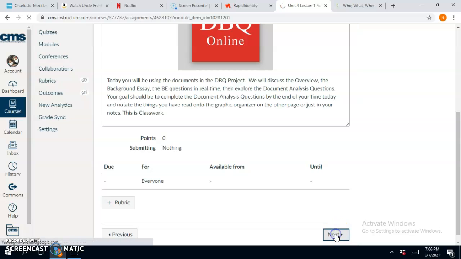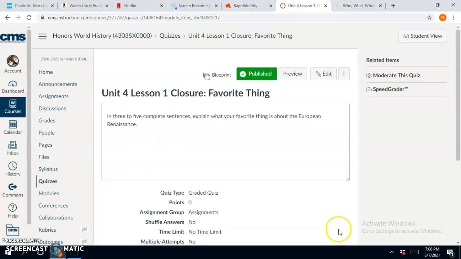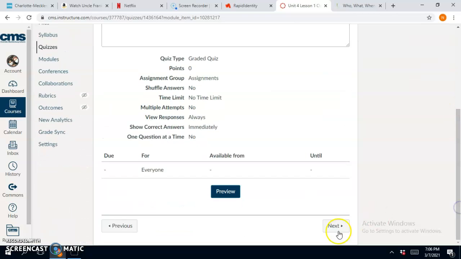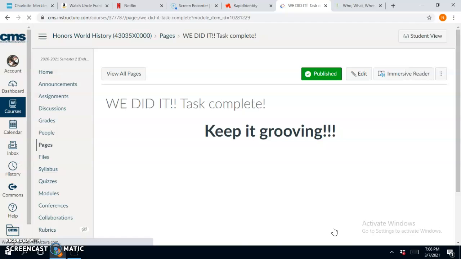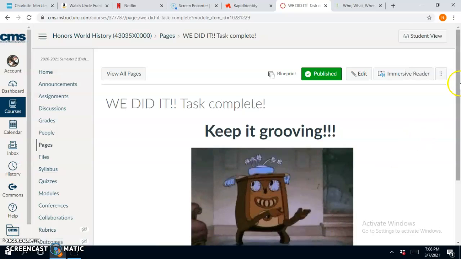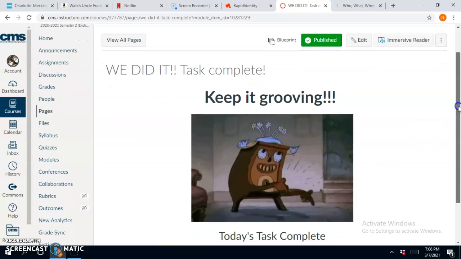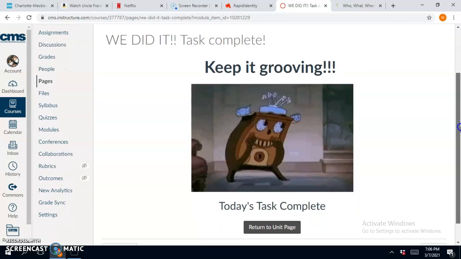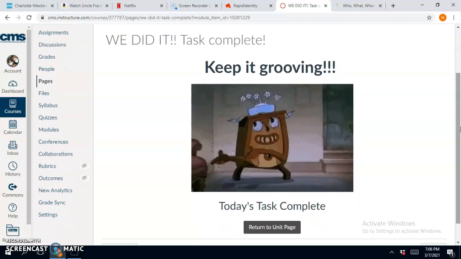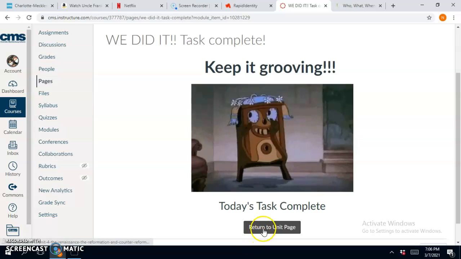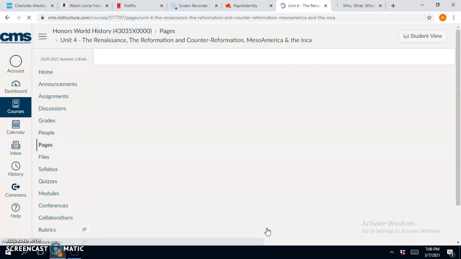And then next, after we finish that, you will close out with 3 to 5 complete sentences explaining what your favorite thing was about the European Renaissance. And then finally, you are at the end. And when you see the little dancing jukebox from the old days, then that means you're done. All right, click the return to unit page.